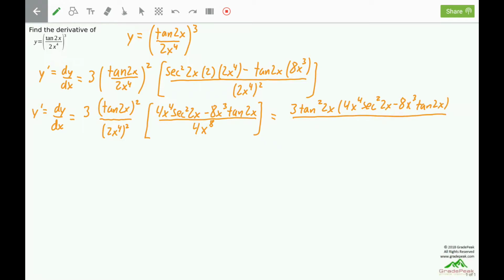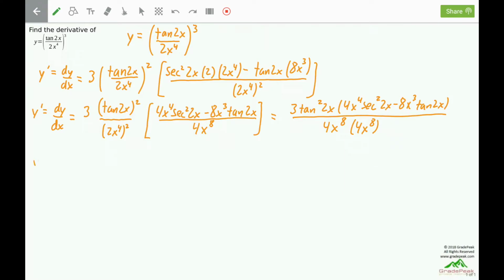And I can multiply all the denominators. Now in the denominator I have a 2x to the fourth quantity squared. Again, I can square each of those. That'll be a 4, and then once again x to the 4 times 2, which is x to the 8, times the other denominator, which is already a 4x to the 8. And we can multiply those together.